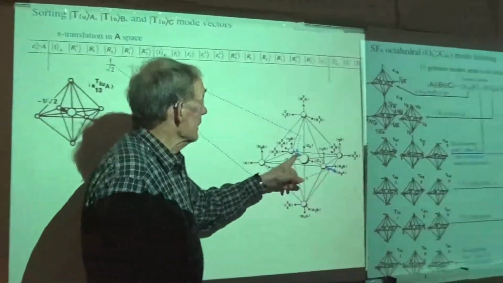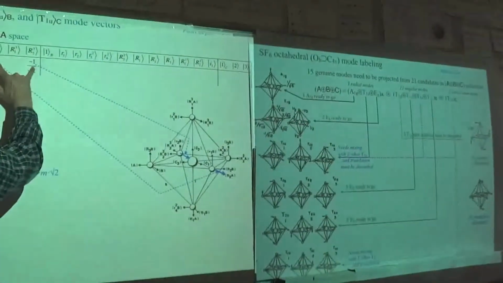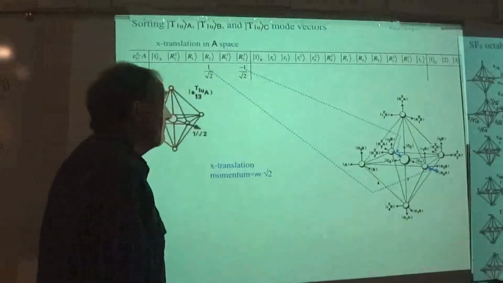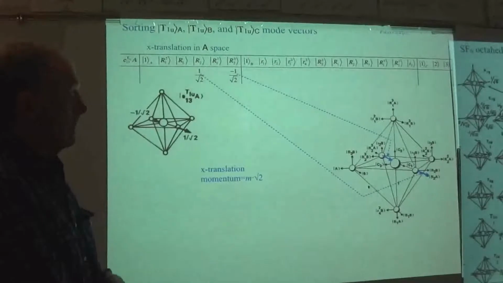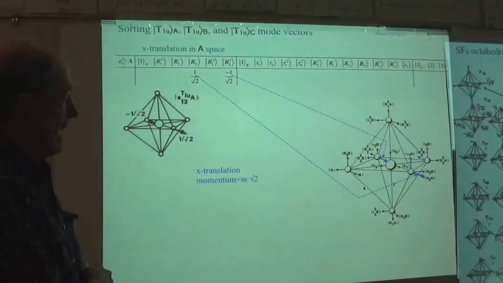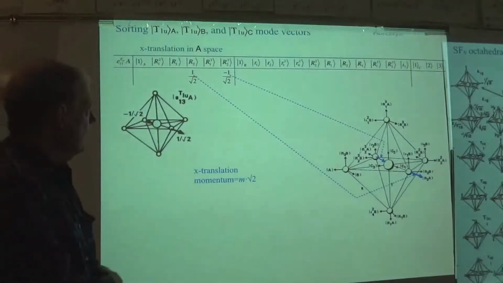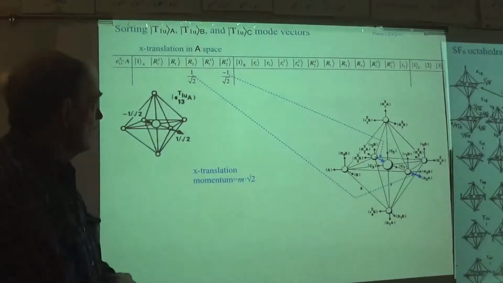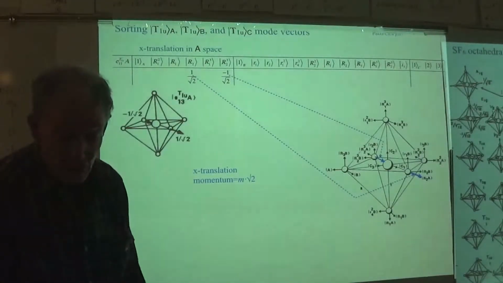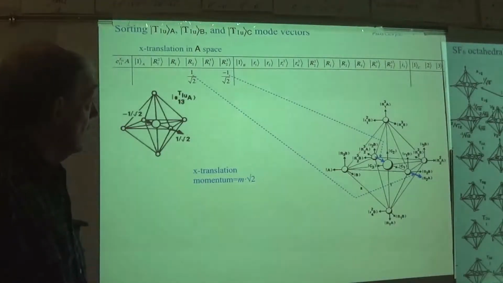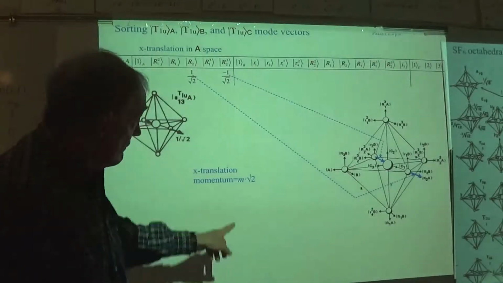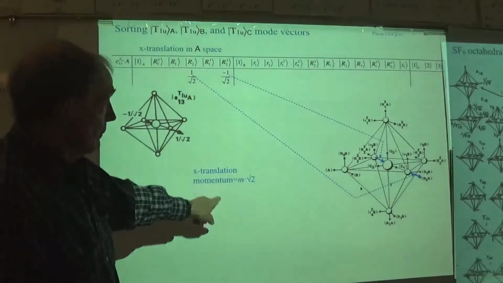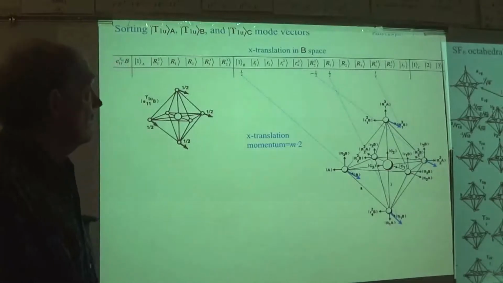listed here and here with those numbers, okay? So that's the group labeling of this particular motion. Obviously that is probably not going to be a mode for us. That's going to mix with the other T1s, particularly if you are asking, does this thing not have any translation momentum? And then here's another one.